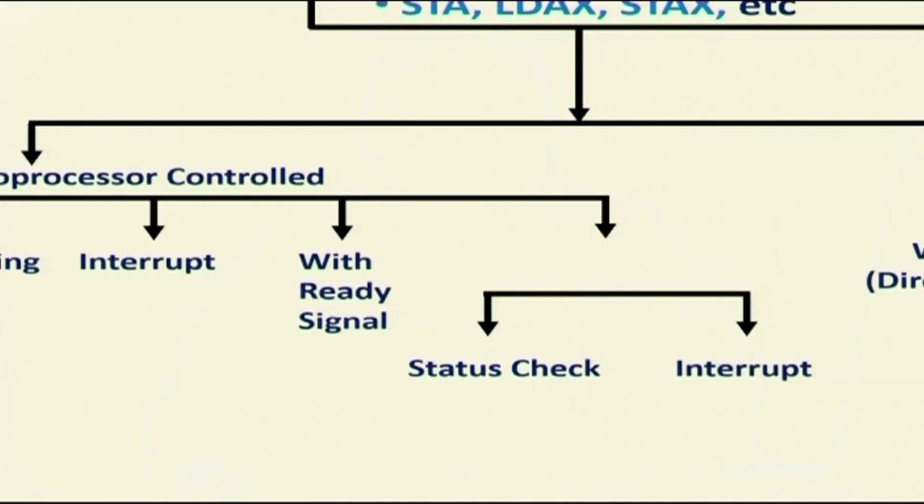So, the processor will do its regular work without any suffering; it will read the data on demand. In case of status check, it continuously monitors. So, the processor within the loop couldn't do other work. That is the difference between interrupt IO and status check IO.